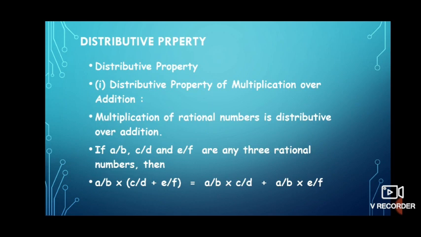Means we are just distributing. Here it is like one set, a by b, into one full term. Now we are going to write it by distributing. You can remember monomial with binomial multiplication. If you remember, in our last videos I explained monomial with binomial multiplication, how we did. Like that, we are going to distribute a by b into c by d plus a by b into e by f.